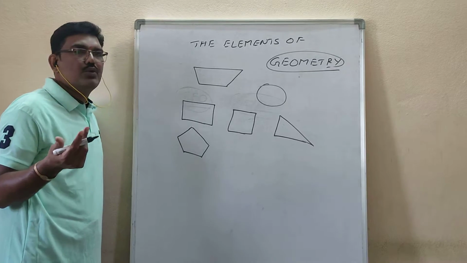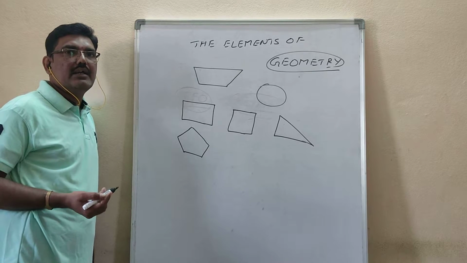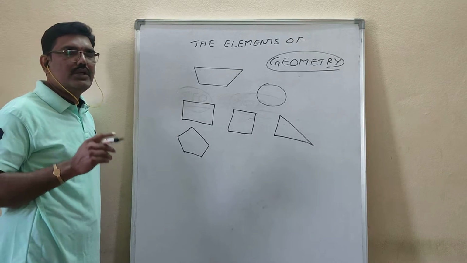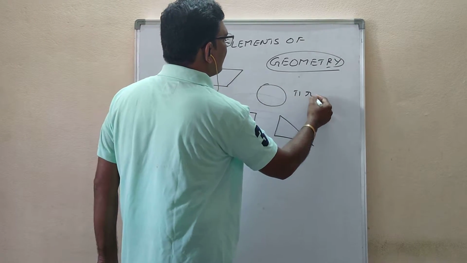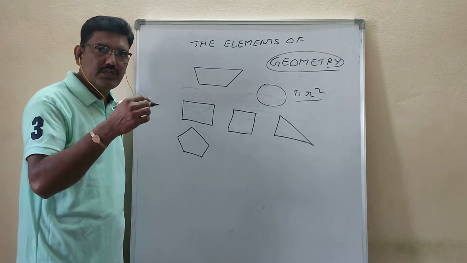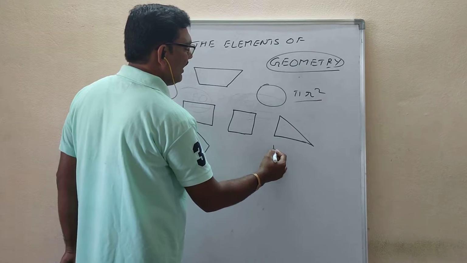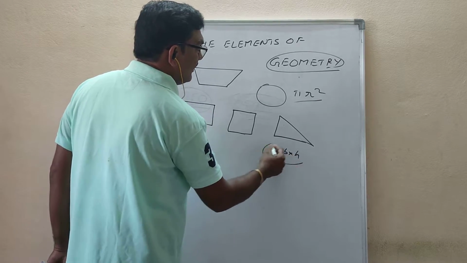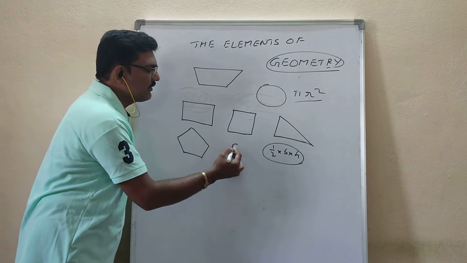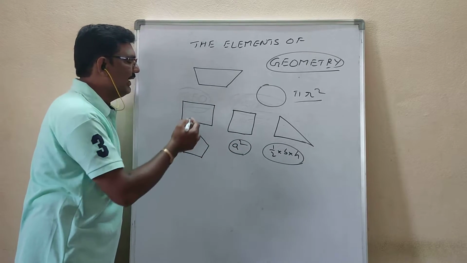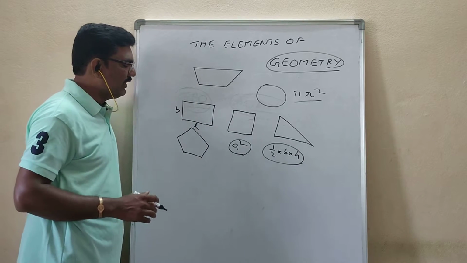So what you have to do? You have to measure its area. How can you measure? Here we have some formulae. To measure the area of a circle, you have the pi r square formula. If it is a triangle, it has half into base into height. Area of a square is side into side, and area of a rectangle is length into breadth.